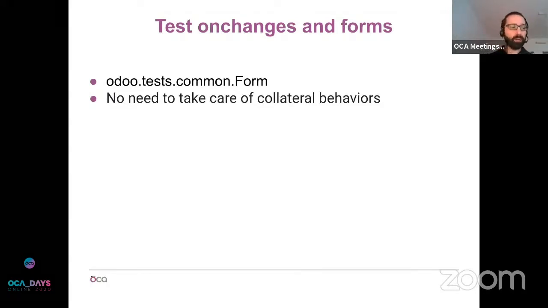In case you don't know it, whenever you create a record or you write on a record, you won't get all the machinery that usually runs in a form, like when you do the same action in the UI, with all the onchanges and all the custom behaviors that your form might have. So the recommendation is always use the Form class, and you will forget about taking care of any collateral behavior.